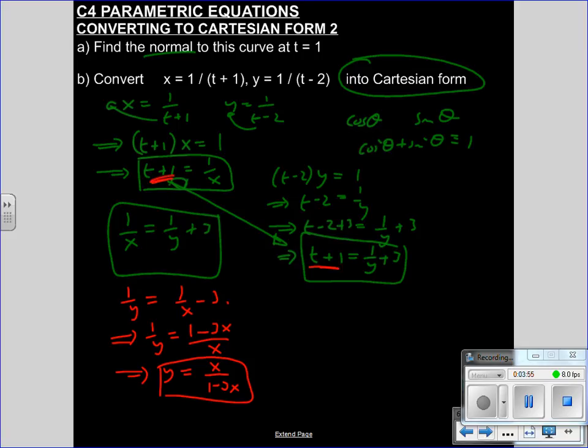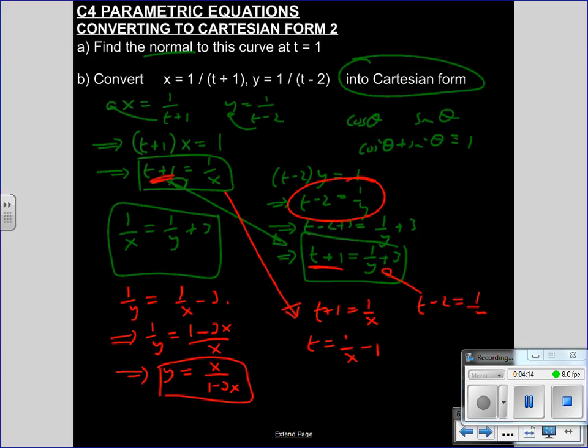Spotting t plus 1, but in general you probably won't spot tricks like that. So we can go back from where we were there. So t plus 1 is 1 over x. Make t the subject. For the y, we started from here, didn't we? So t take 2 was 1 over y, so therefore t is 1 over y plus 2. And therefore you can make that equal that, which is the same thing. Okay?